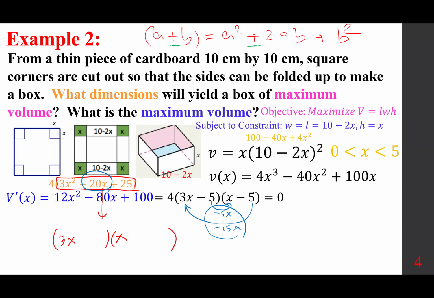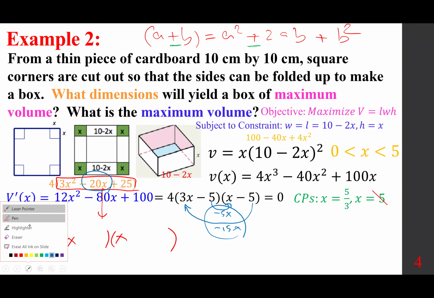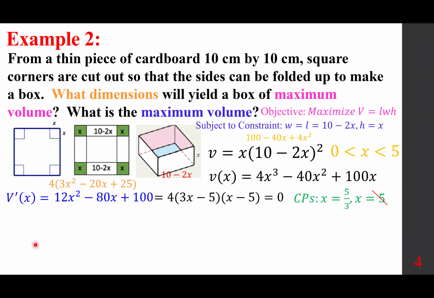And so when you set this equal to 0, it results in two answers. Either x is 5/3 or x is 5. And according to this, x cannot be 5. So 5 is out. We have an open interval of 0 to 5 with one critical point.